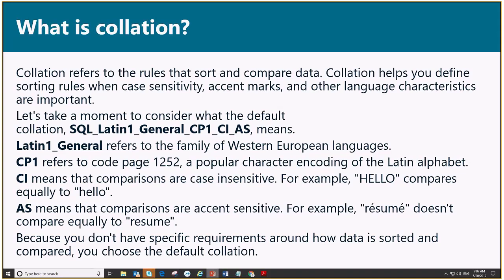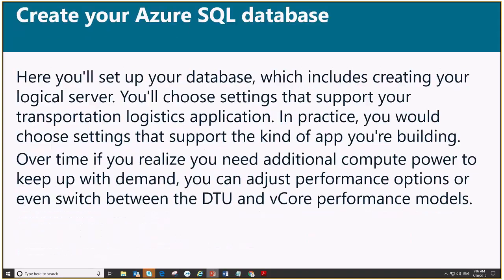And AS means that comparisons are accent sensitive. So resume doesn't compare equal to résumé. The comparisons are accent sensitive. So if you don't have specific requirements around how data is sorted and compared, you choose the default collation, which is SQL Latin1. But there are different types of collations. So if your organization also operates outside of the United States, you might want to look at that to make sure that you're choosing the right one for that particular region.